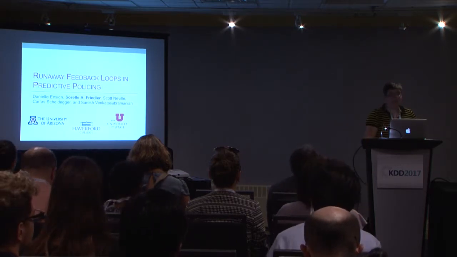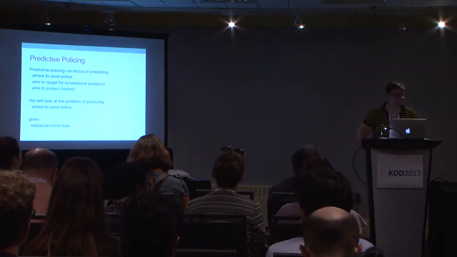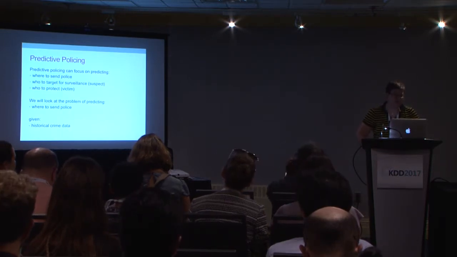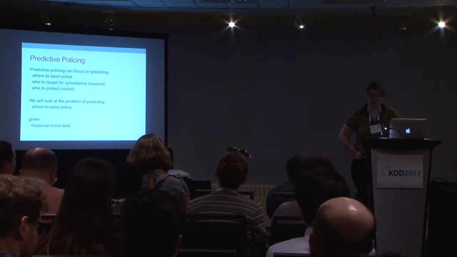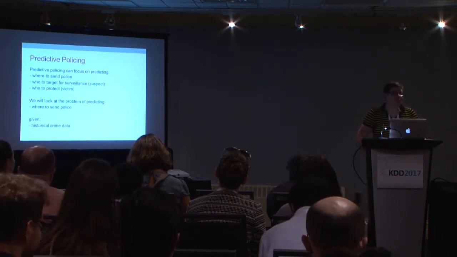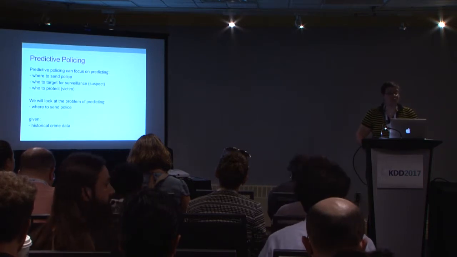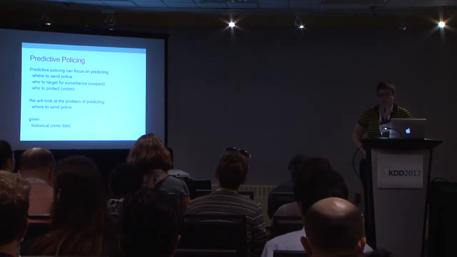So this is about predictive policing. Very basically, the first question we should ask is, what is predictive policing? It can mean a number of different things. It could mean that you're trying to predict where to send police on any given day based on some sort of historical crime data. It might mean that you're trying to predict who to target for surveillance, or even who you think is most likely to be a victim of a crime in the future.